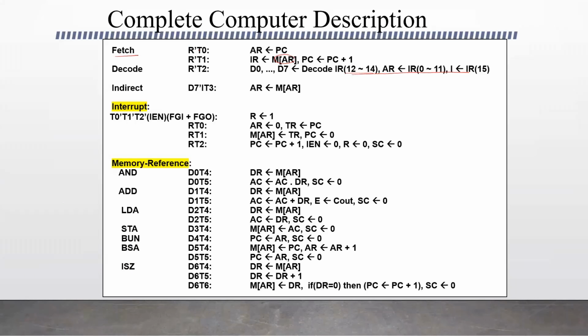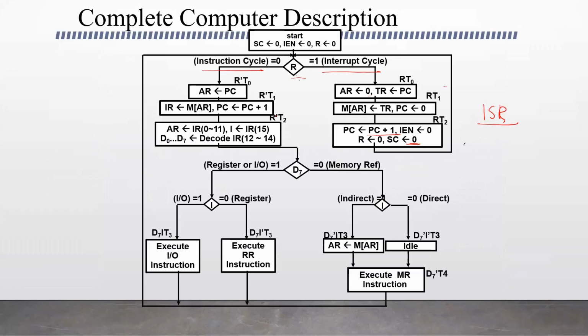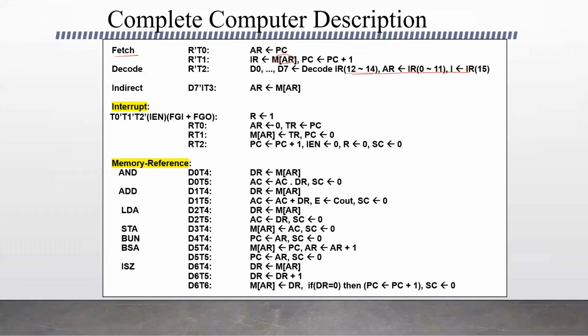For the fetch phase of the instruction cycle, the control condition is R dash. We have seen this in the flow chart. R needs to be 0 for the instruction cycle. For the interrupt cycle, R is 1: the interrupt flip-flop is set to 1, then the interrupt cycle is executed. So here R should be 0. So we write R dash, and at time T0 and T1, fetch is done. These are the fetch operations.